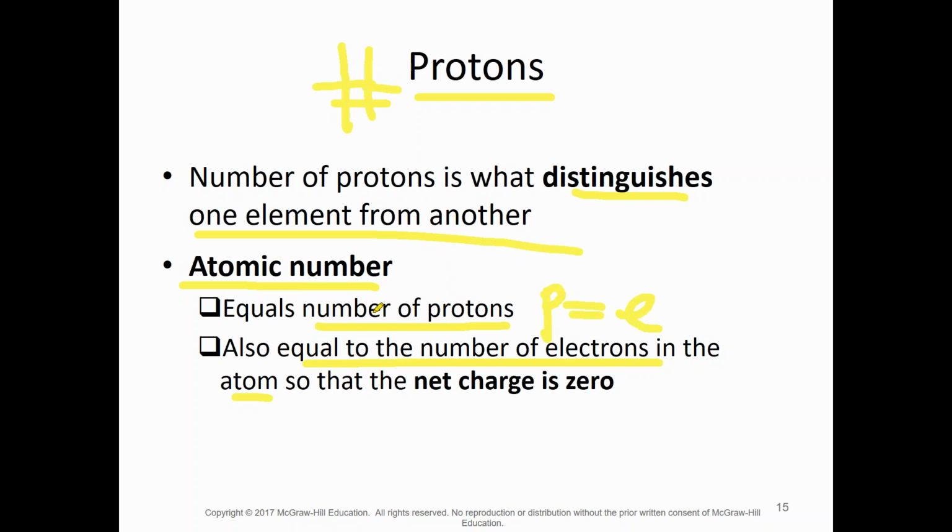So let's just test you really quickly. Let's say I have an atom that has an atomic number of 8. All right, so how many protons does that atom have? That's right, it's 8. And how many electrons does it have? That's right, it has 8 electrons also. So good to know that.